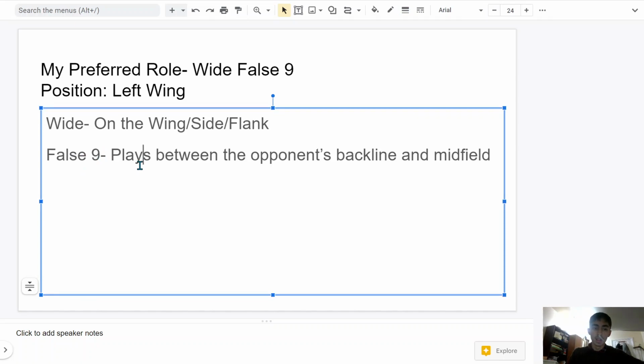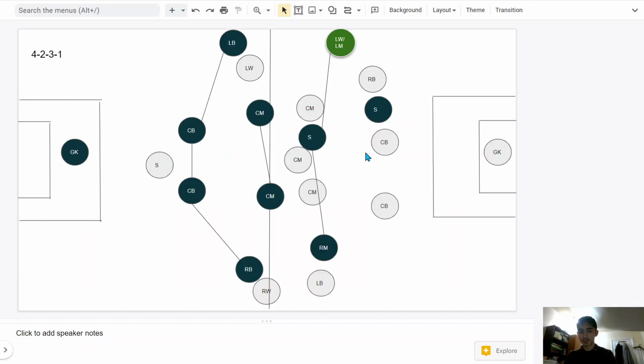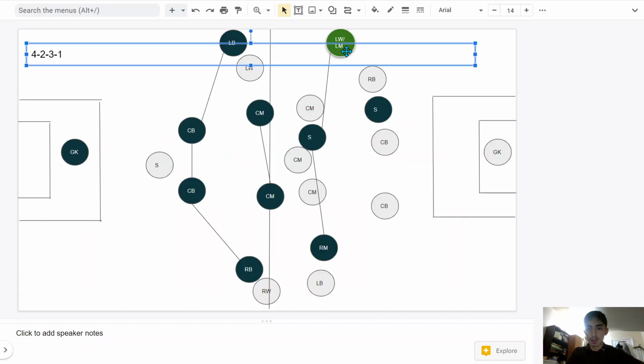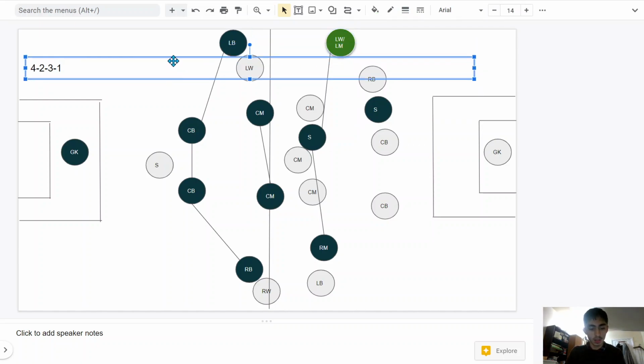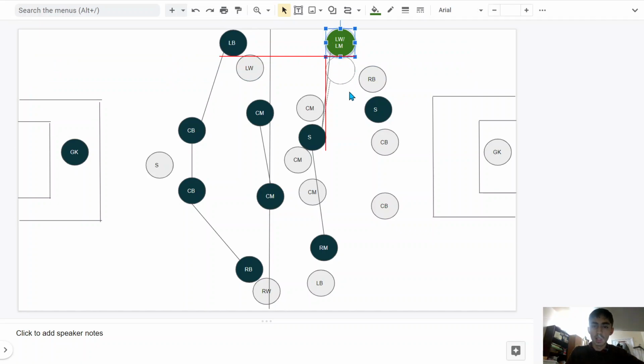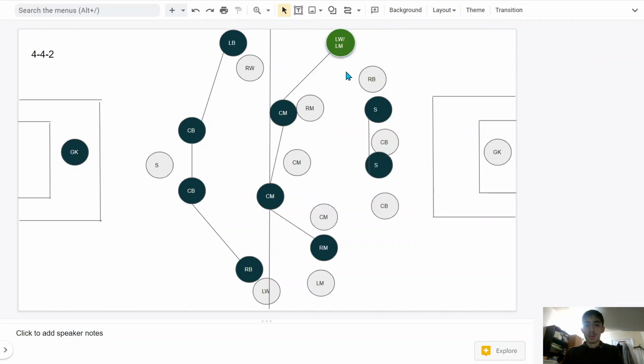I mean, a lot different. A false nine is someone who plays between the opponent's backline and the midfield. So if I went back a slide, if you notice me, the green player, I'm just scooting around, right? I'll go to the previous slide. There. And look at the opposing team's backline, which is this, right? That is their backline, and that is their front line.